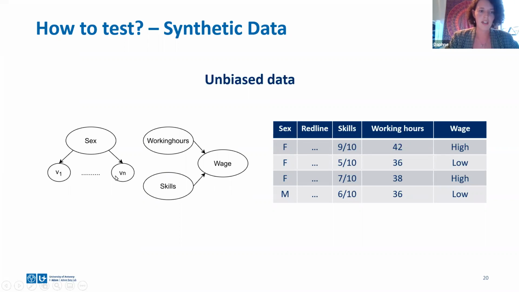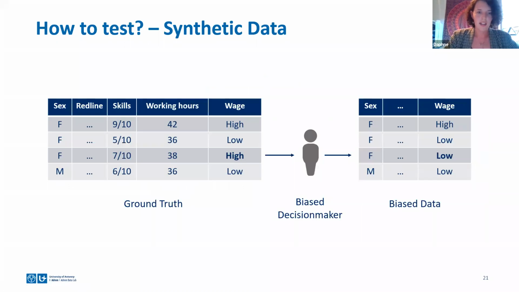Next to that, we added differing amounts of redlining attributes. And what you basically see here is there's no connection between sex and wage. So this initially is just an unbiased data set. Then this unbiased data set we can use as the ground truth later on.